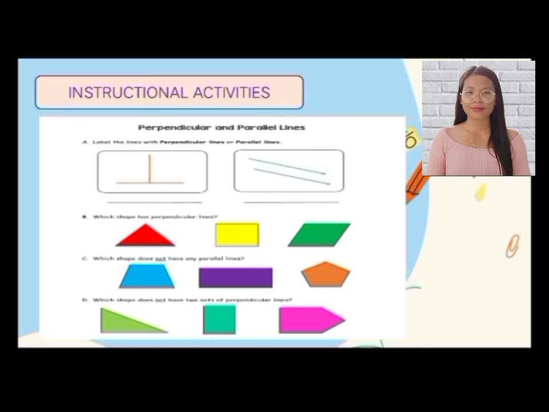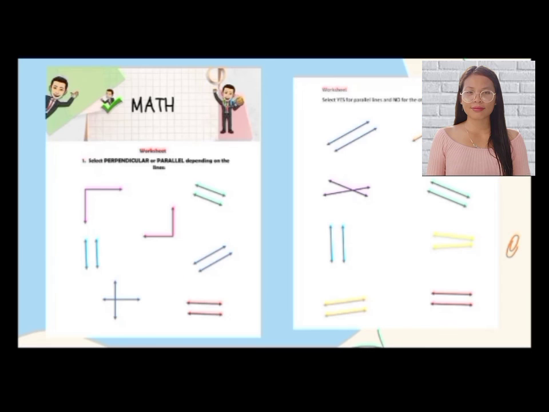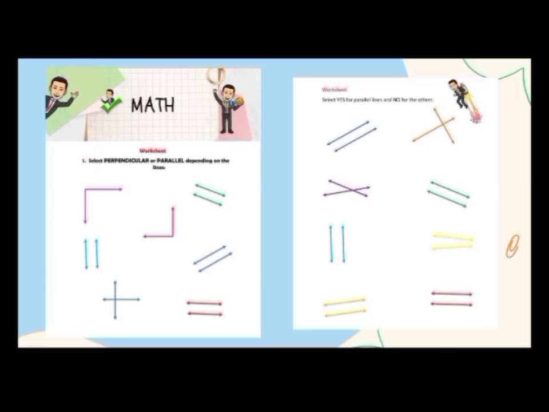In D, which shape does not have two sets of perpendicular lines. Next, in this activity, all you need to do is to choose four objects with perpendicular lines. Next, select perpendicular or parallel depending on the lines. And the one here is to write yes if the line is parallel and no if it's not.